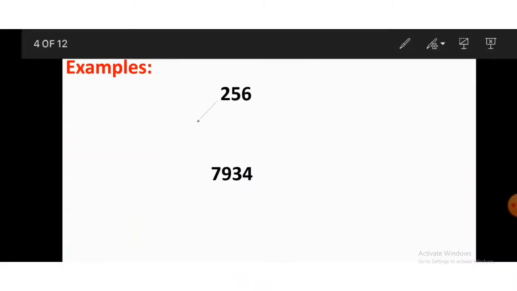Let us solve some examples here. The first example we have here is 256. What is the number, children? 256. Again, we will write the place values on top of this number, from the right side. What is the first one? Ones. What is the second? Tens. The third one will be hundreds. Ones, tens, and hundreds.